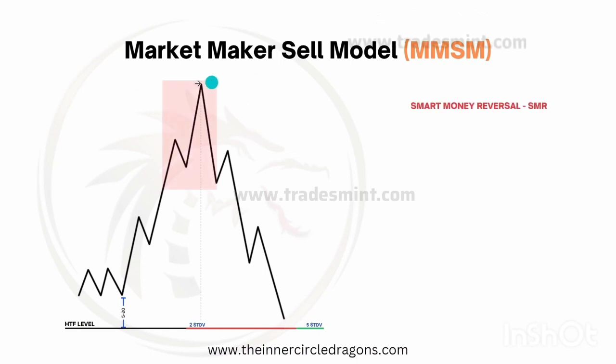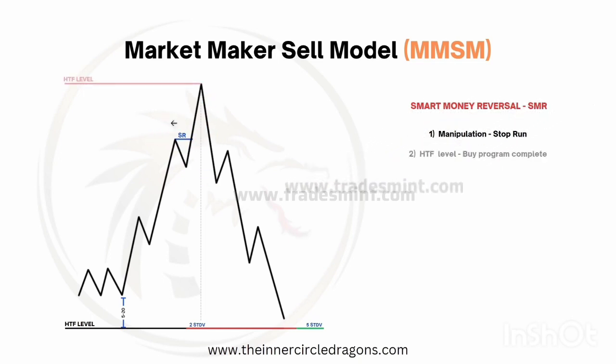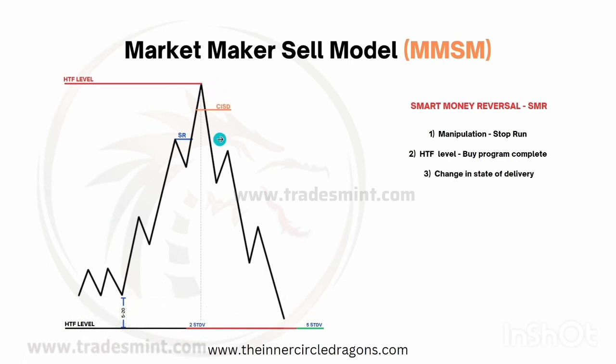So we have already had our smart money reversal here. We had our manipulation leg, which ran the stops above our short-term swing high. We have keyed off a higher time frame level, and this has completed our buy program as we have reached terminus, so the buy side of the curve of a market maker sell model. We have witnessed a change in state of delivery running through the opening price of a bearish order block, confirmed with displacement, and our sell program has now been initiated.